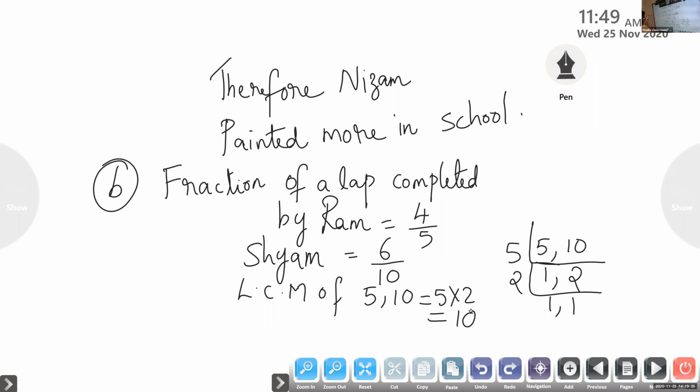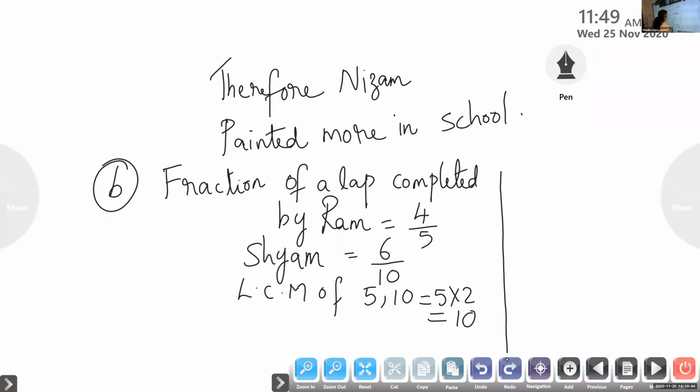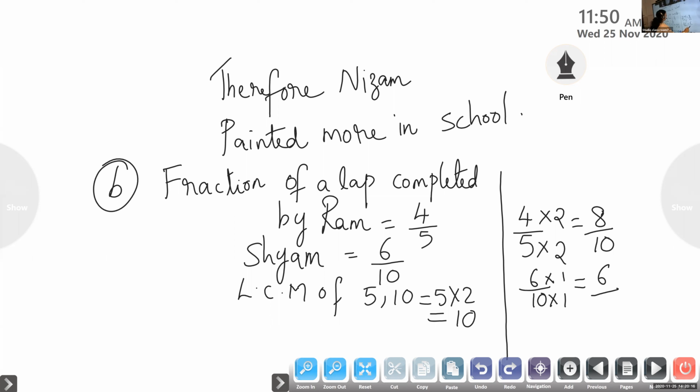Now multiply 4 by 5. By which number will you get 10? 4 by 5, you have to make 10. So you have to multiply by which number? 2. 5 into 2. Same you have to do on the numerator. 4 into 2, 5 into 2. So you'll get here 8 by 10. The next one, no need to do anything because we already have the LCM. So we just multiply by 1 because we already have the denominator as 10.